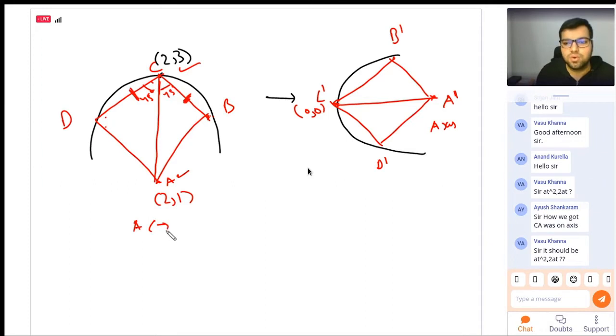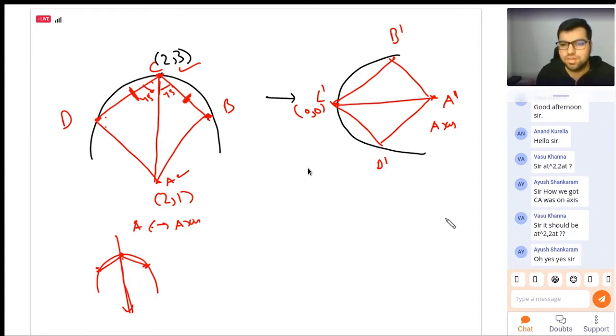So how we got CA on the axis, Ayush? The answer is this. Since this is a parabola, this is a square, B and D are equally placed around 2 comma 3, because this is a square, BC and CD are same. So if you take a parabola like this, take this vertex and take these points which are symmetrically placed, you will always find that if they are equally placed, they are symmetrically placed. That means this particular line will be the axis. So AC is axis. This doubt is clear.